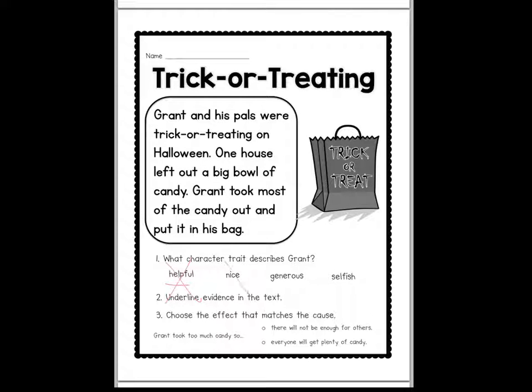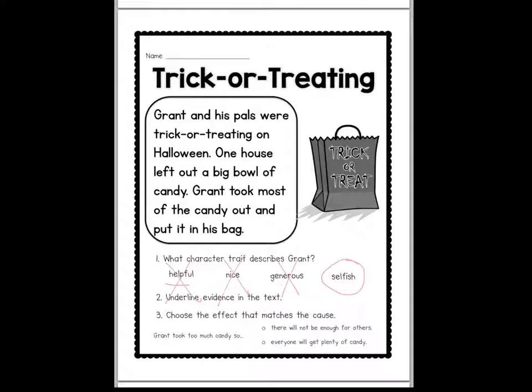That didn't seem very nice. Generous. Generous means you give things to others. Grant did not do that in the story. Selfish. Selfish means you think about yourself and you don't really think of others. So I think he kind of did that when he took most of the candy out of the big bowl and put it in his bag.